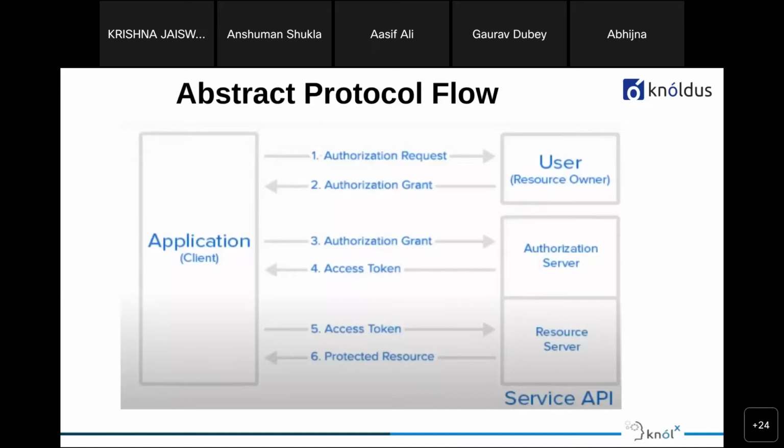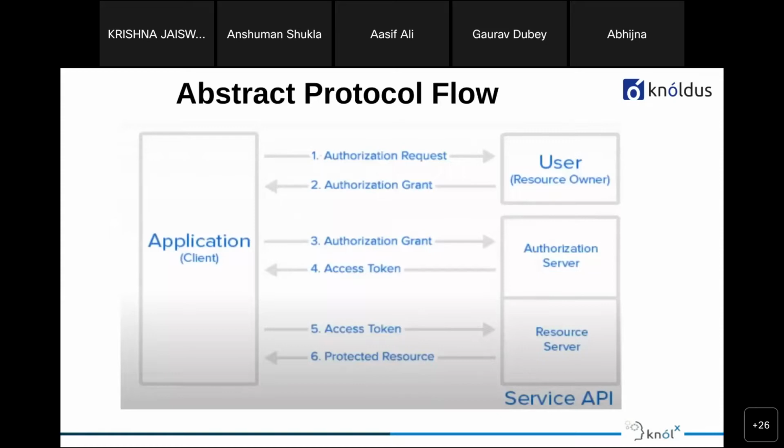Extract protocol flow. This is the graphical representation of how this flow takes place. Firstly, the client, that is the application, will send an authorization request to the user, that is the resource owner. After validating the client, the user will send an authorization grant to the application.